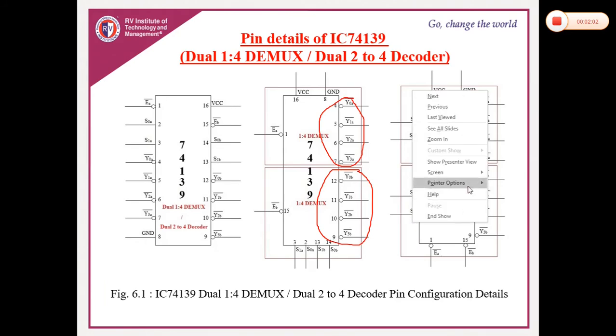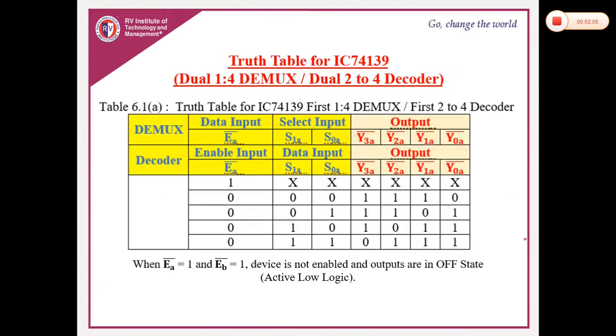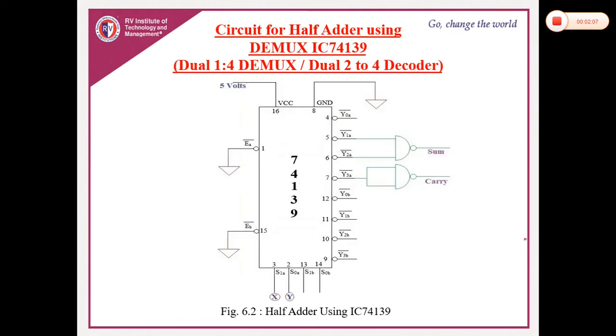Now we will see how to implement this for half adder, half subtractor, full adder and full subtractor. Okay, this is the first circuit you are supposed to remember. Half adder using IC 74139. So you can see here the sum expression we got. Sum expression is what? X XOR Y, right? Similarly, what is the carry expression? Carry expression we got is xy.